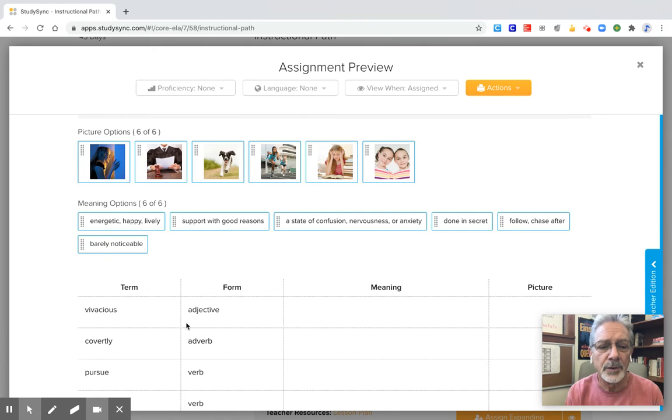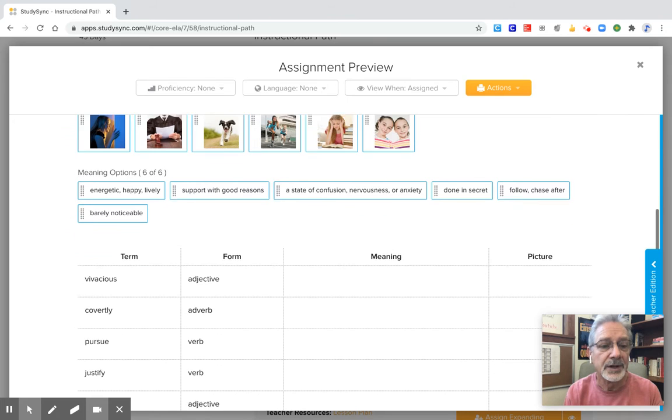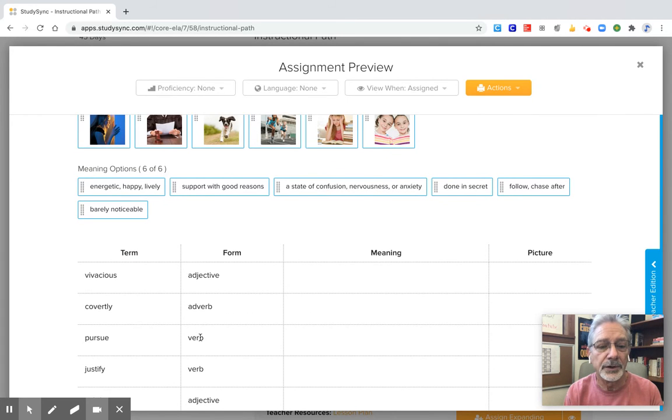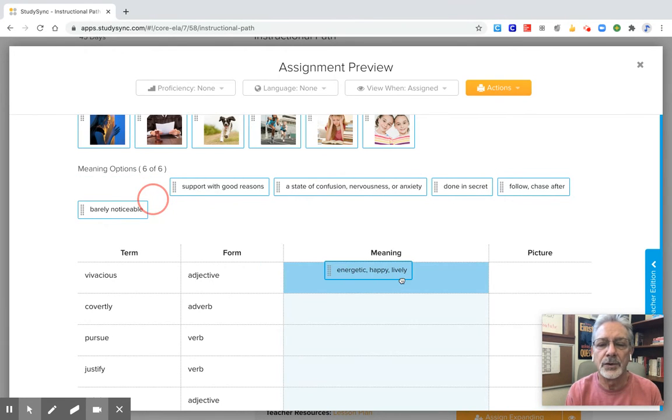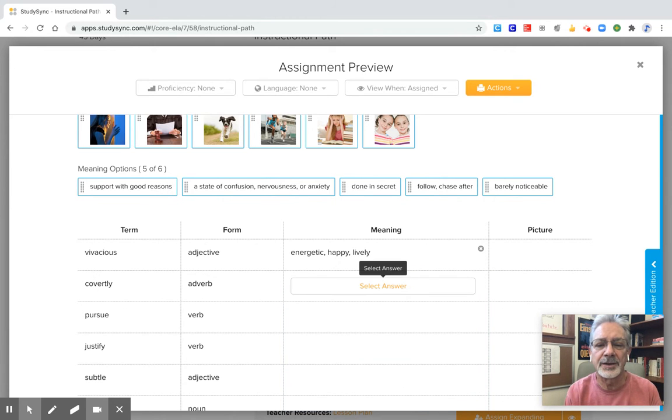And here are the forms of the words. Vivacious is an adjective, and an adjective describes something, and covertly is an adverb, pursue is a verb, justify is a verb, so forth. So what you're supposed to do is then find the definition of the word, like the word vivacious. One of these things is the definition of it. So if it's energetic, happy, lively, you grab it and you will drag it over to there. And that's the answer you would select.